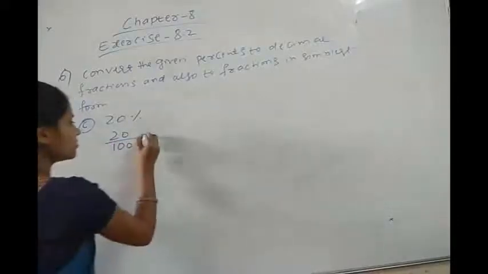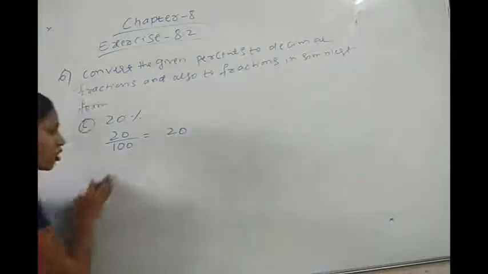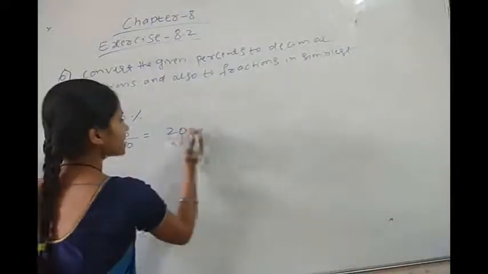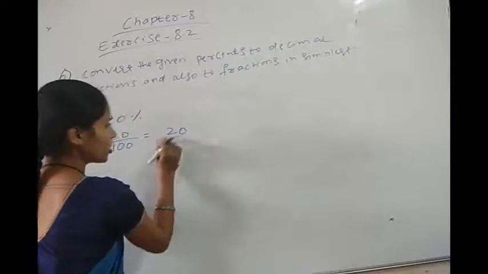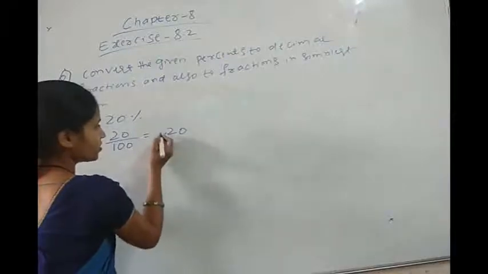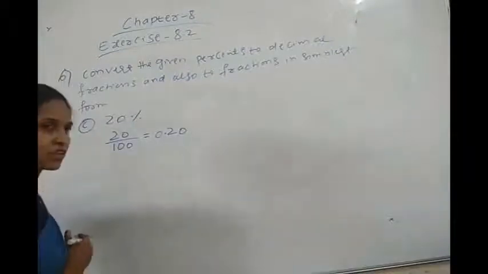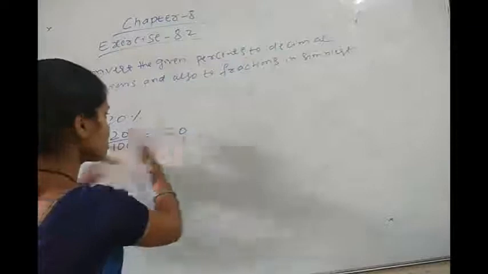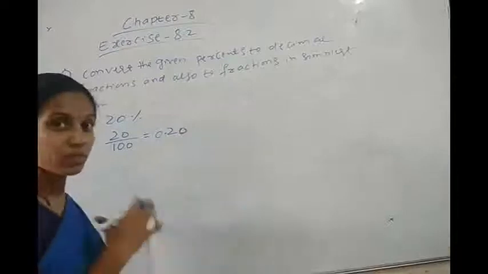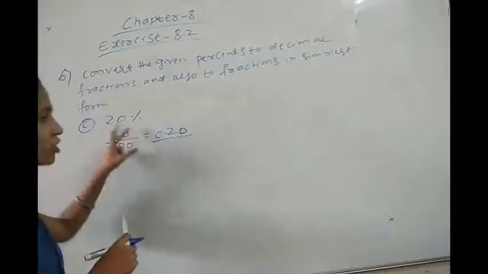Now write 20 as it is. In the denominator, how many zeros am I having? 2 zeros. So counting from your right hand side, 2 numbers, 0, 2. We have left 2 numbers. Keep the decimal. After the decimal, you can write 0 or you can keep it as it is. Zero after the last digit has no meaning, but here 0 is having value. So 0.20 is the decimal conversion of 20%.